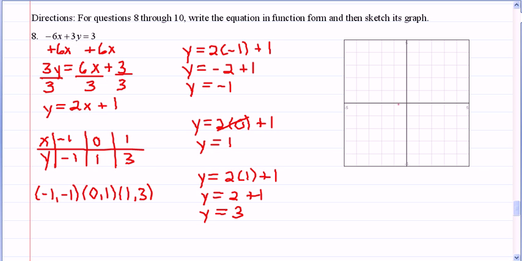So -1, -1 means left 1, down 1. 0, 1 is just up 1. And 1, 3 is right 1, up 3. And connect the points to form your line.